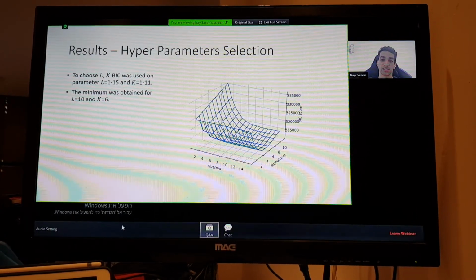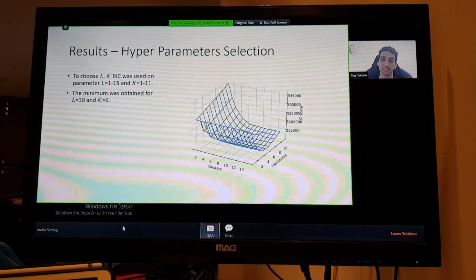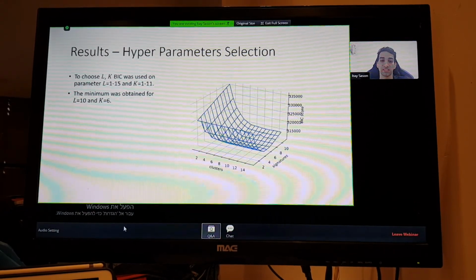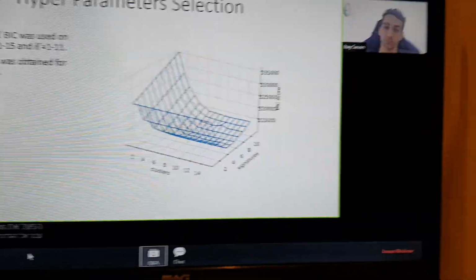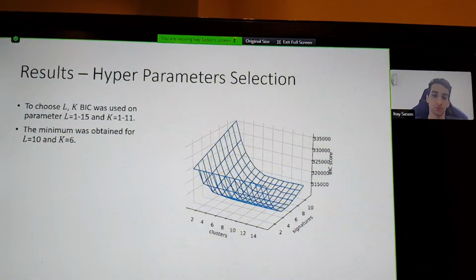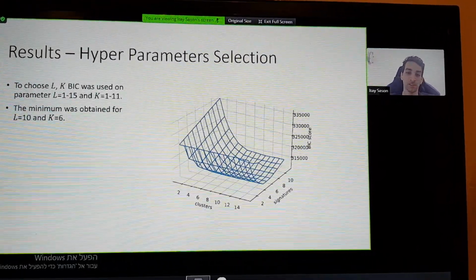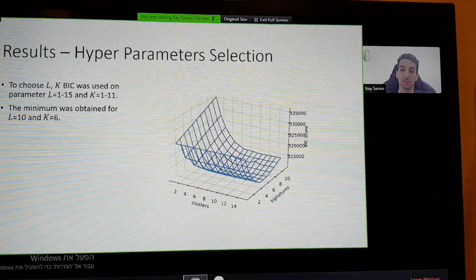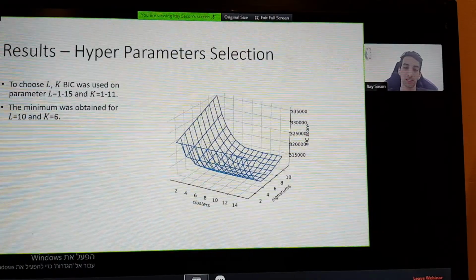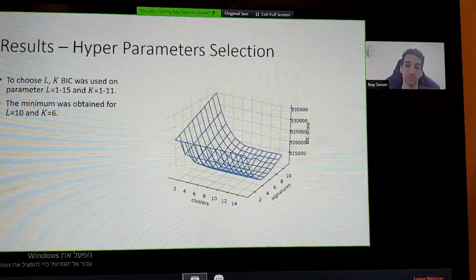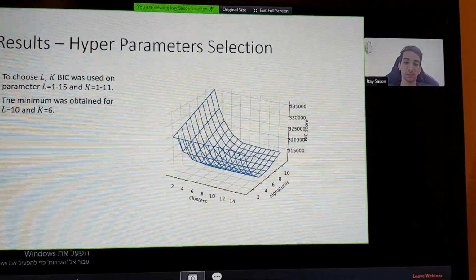So first is hyperparameter selection. NMF doesn't have a clear method to choose the number of signatures, and similarly, most clustering methods cannot choose the number of clusters either. Because Mix is a generative model, we can use the Bayesian information criterion, or in short BIC, to perform hyperparameter selection. BIC is a method to score a model with a combination of the likelihood and a penalty for a high number of parameters. We range the number of clusters from 1 to 15 and the number of signatures from 1 to 11, and for each pair we train Mix 10 times.